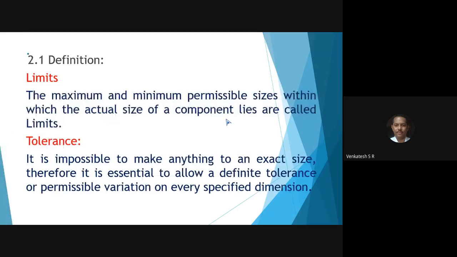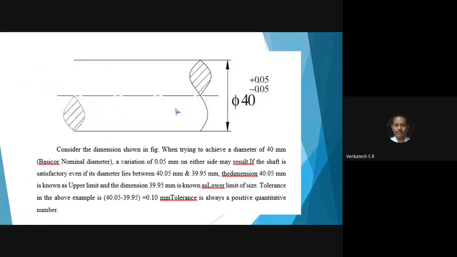First, come to the point. What is the limit? What is the limit? For this, all of you observe this diagram. What is the meaning of limit?